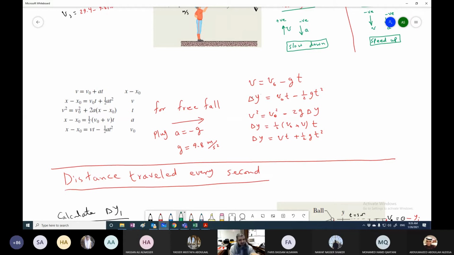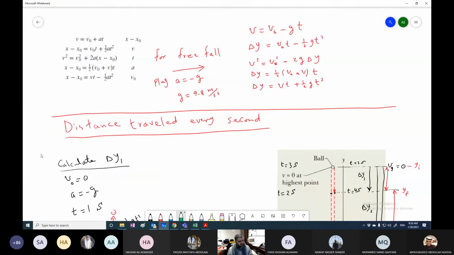Delta x we will replace with delta y because now the motion is vertical. Delta y equals v0t minus 1/2 gt square. Each equation of those will remove plus a and replace it with minus g, and g by itself is positive 9.8. Notice that the fourth equation will not change because it doesn't contain acceleration. So delta y is 1/2 (v0 plus v) multiplied by t. Let us answer the question, distance traveled in every second.